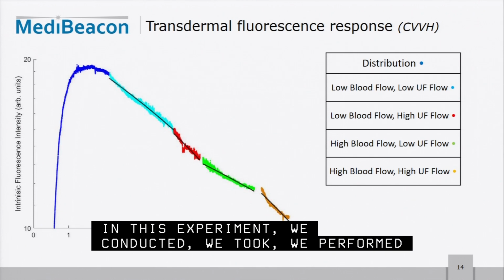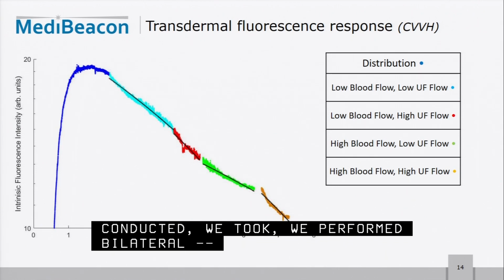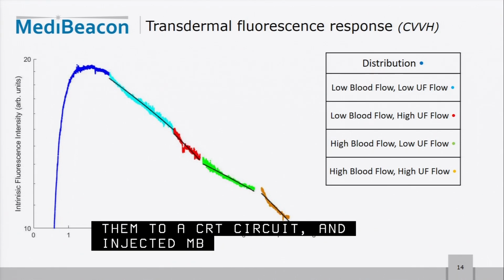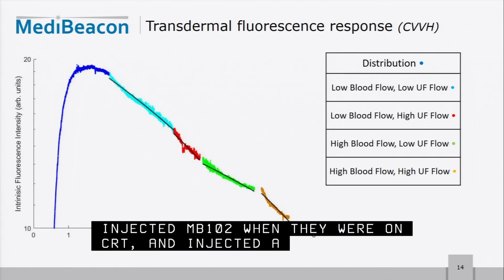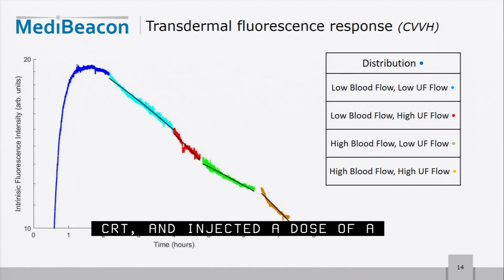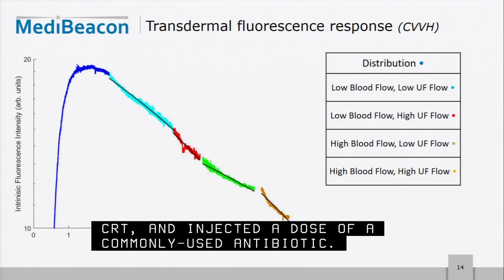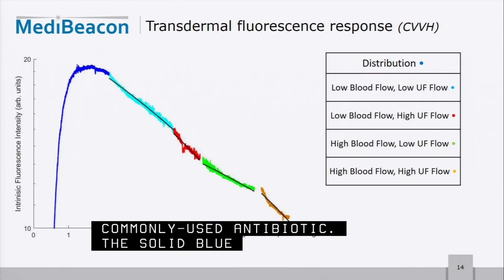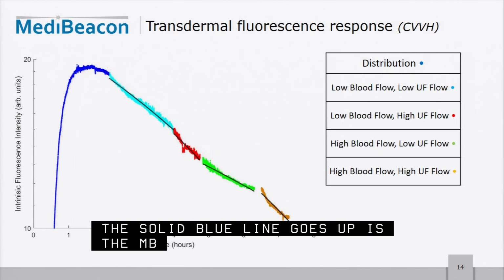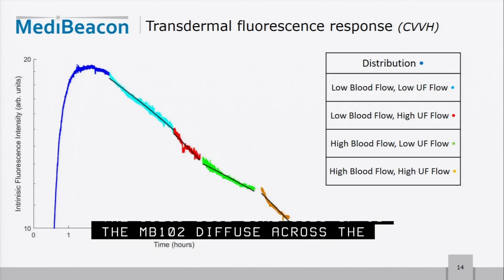We connected them to a CRRT circuit, and then we injected MB-102 once they were on CRRT. And we also injected a dose of meropenem, which is a commonly used antibiotic to treat gram-negative sepsis. What you can see here in the solid blue line that goes up and then equilibrates is the MB-102 as it diffused across the pig's circulation. And then we had 4 different clearances that were prescribed continuously.